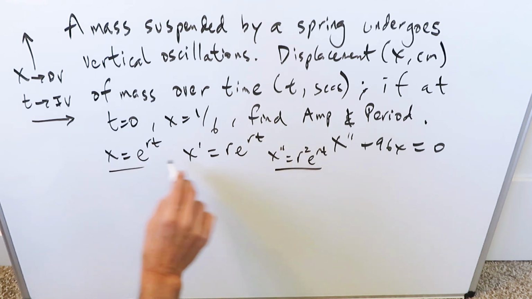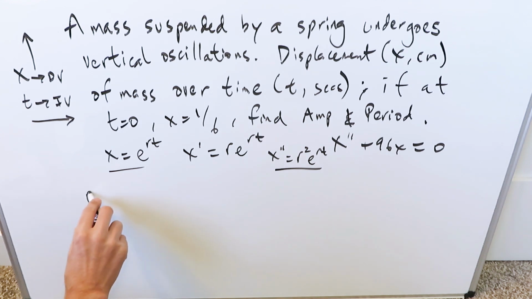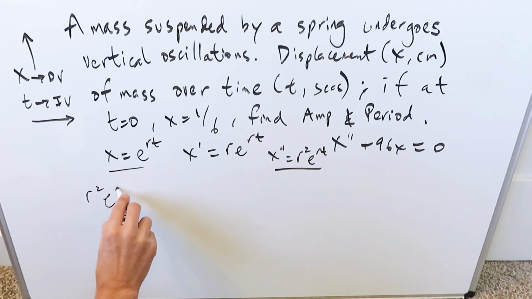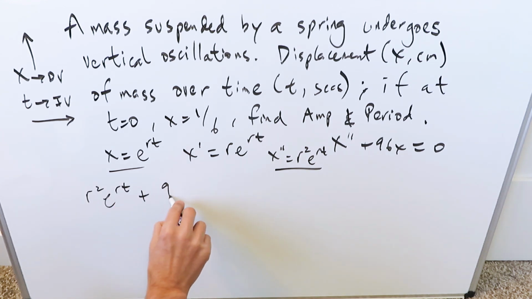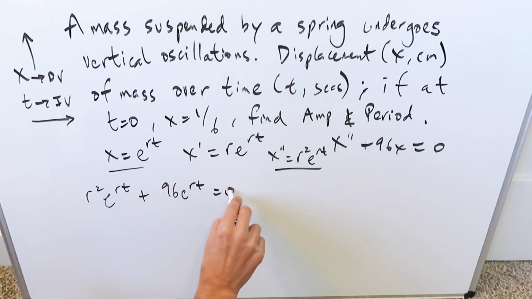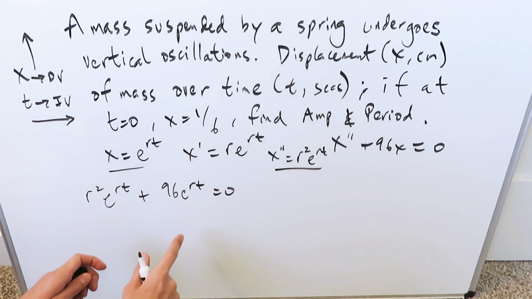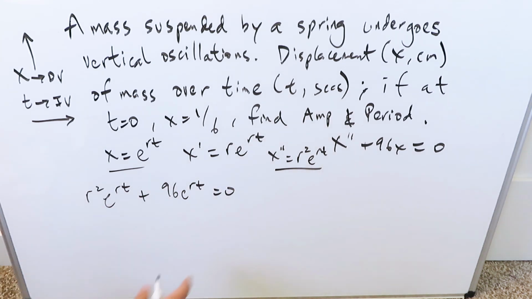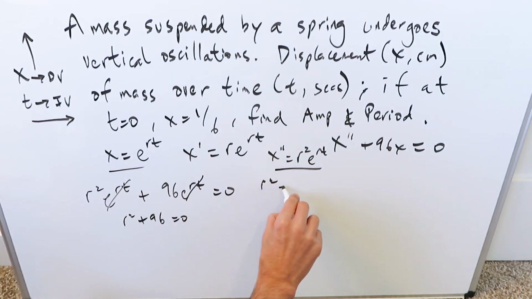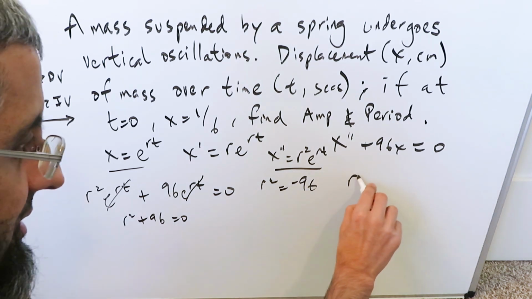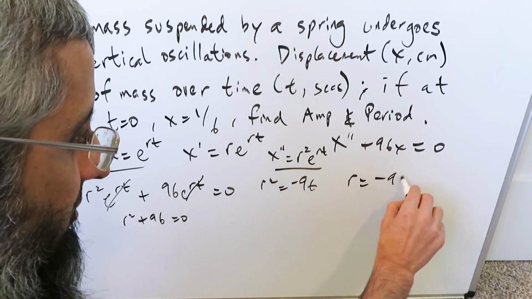You have to bring these items in because you see them over here. When I do so, I have r squared e to the rt plus 96 e to the rt is equal to 0. If I isolate the exponential terms, take them to the other side, and divide by them, they'll go away. I really have r squared plus 96 is equal to 0. r squared is equal to minus 96, and r is equal to the square root of minus 96.